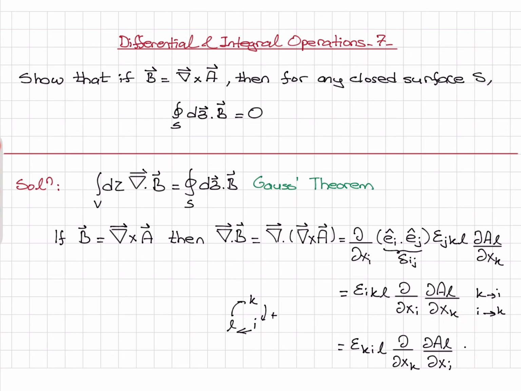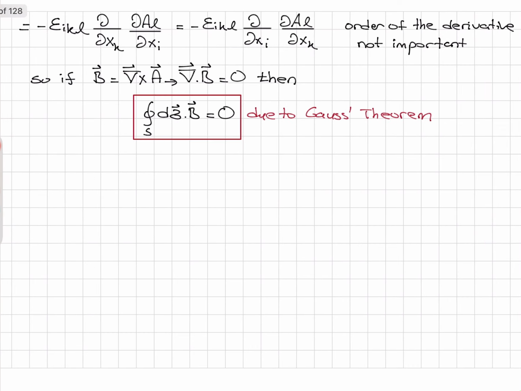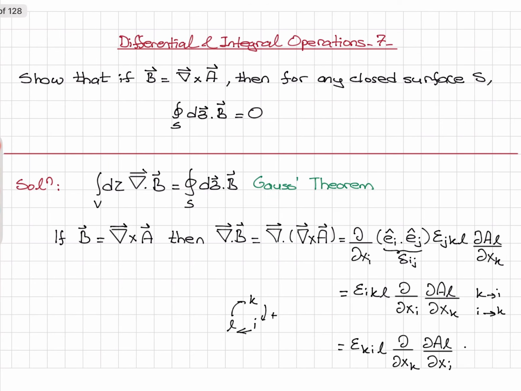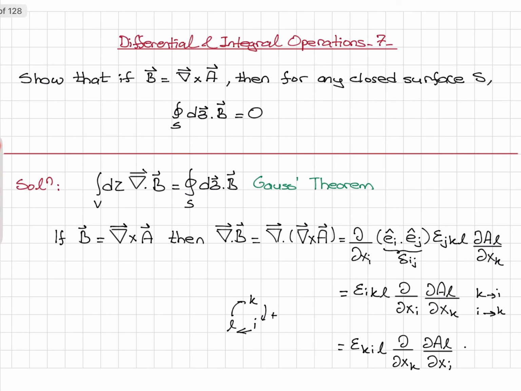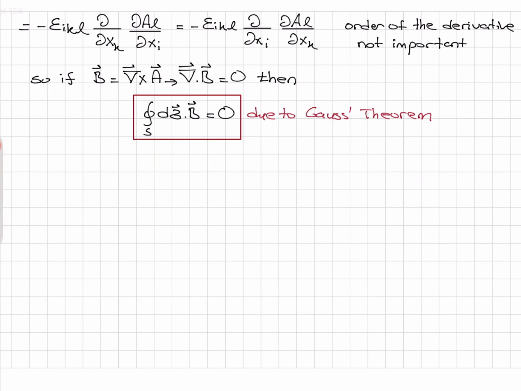So I rename k and i, and ik. So I switch the k and i, and then I change the positions of k and i, and an odd number of cyclings, or permutations, will give me a minus sign here. And then I can change the order of the derivatives and show that this is equal to itself with the minus sign, which means it is 0. So divergence of B must be 0. If divergence of B is 0, this integral is 0 according to Gauss theorem.